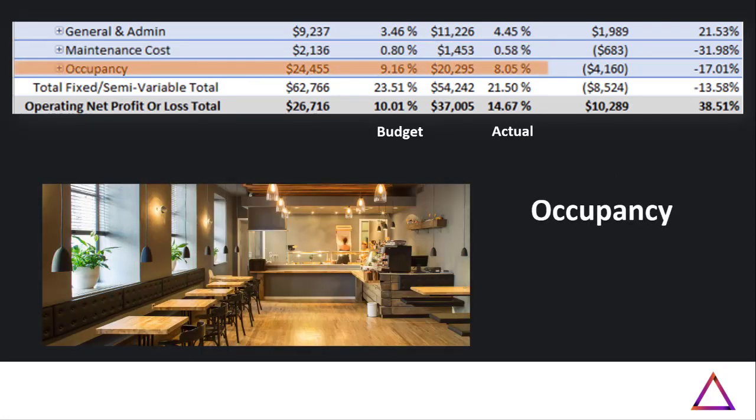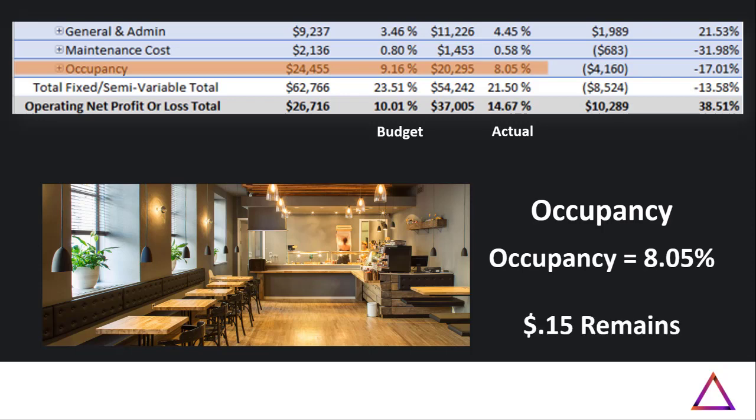And lastly, we have our occupancy, which includes rent, utilities, cable, internet, water, and sewer. This expense came in at 8.05%, which brings us to 15 cents remaining from our dollar. Now this 15 cents is the NOI, or net operating income. This is the total income prior to non-operating expenses.